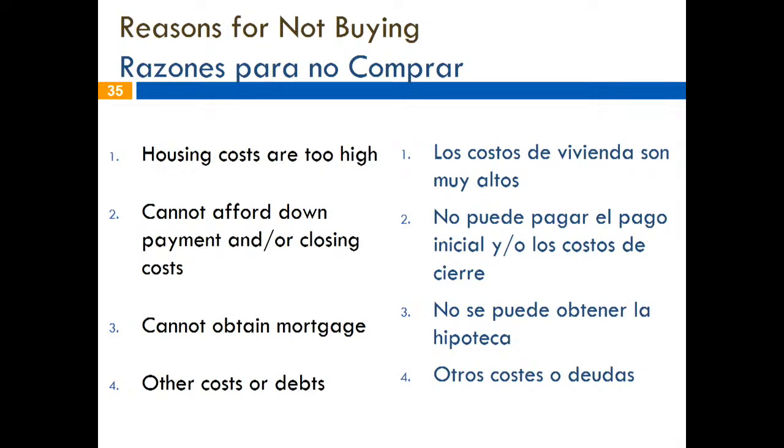For people who expressed that they'd like to buy a home but felt they could not do so, we wanted to hear more about the reasons why. The main sentiment people shared as roadblocks to home purchasing was housing costs being too high. People also shared that they could not afford down payments, mortgages, or other costs.